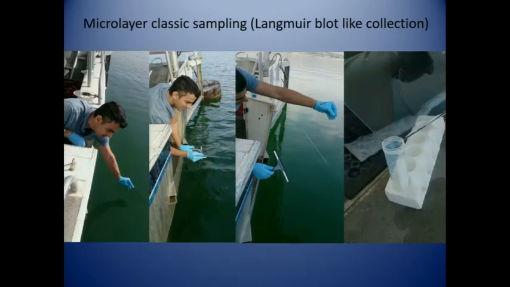Now, this is an example of how you sample the microlayer. This is the classical way, which is pretty good, I must admit, but it has its flaws. If you're familiar with the term Langmuir-Blodgett, that's the exact same thing. You dip a hydrophilic plate, which could very well be ceramic or glass. In this case, it's a glass plate. It's hydrophilic because it includes silicon hydroxide residues on the surface.